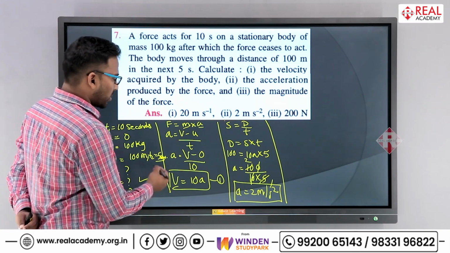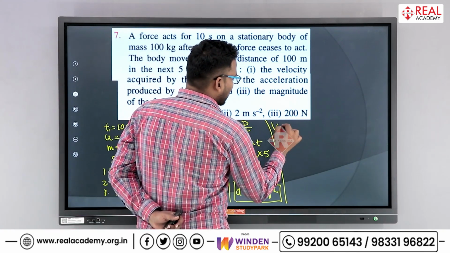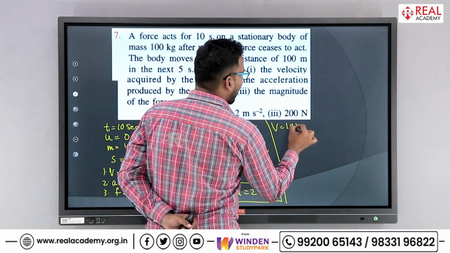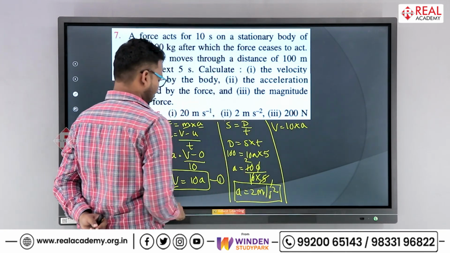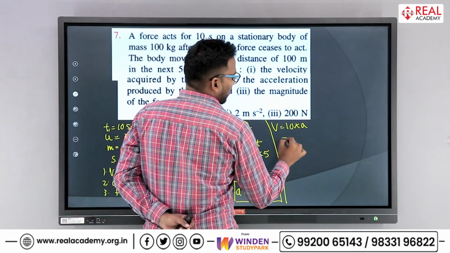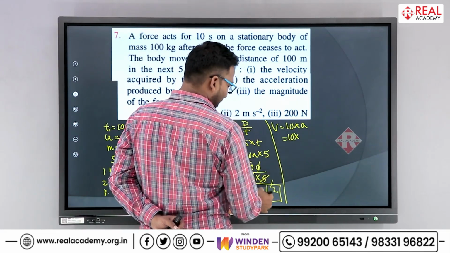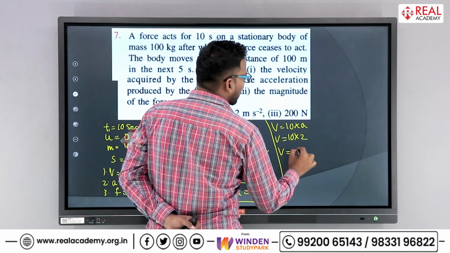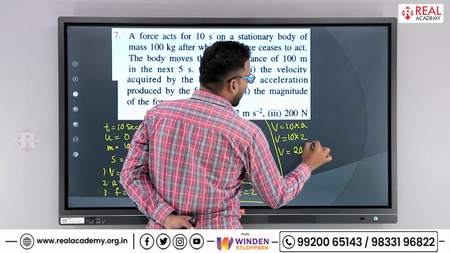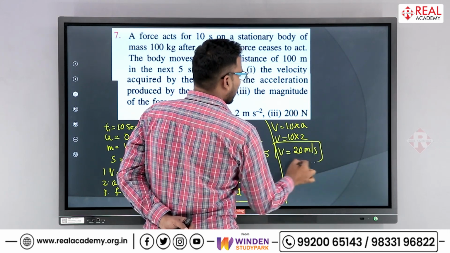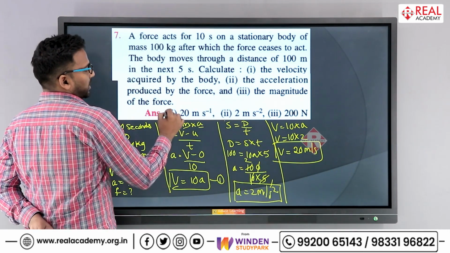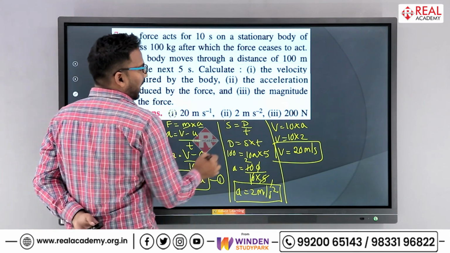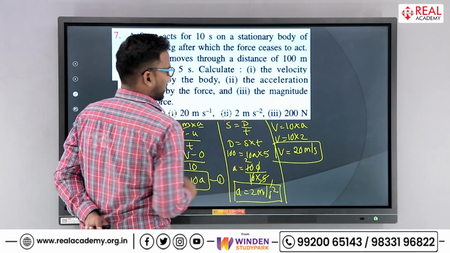What about velocity then? V is equal to 10 times of acceleration, right? From this equation number 1, 10 times of acceleration. Acceleration is 2. Then velocity will be 10 into 2, 20 meter per second, right? Velocity is 20 meter per second. Acceleration is 2 meter per second square.